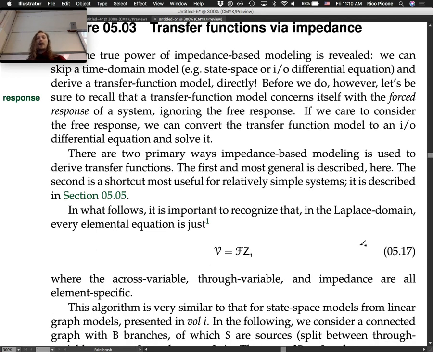So, in what follows, it is important to recognize that in the Laplace domain, every elemental equation is just the across variable. This is the generalized across variable v. The across variable is just equal to the through variable times the impedance of the element. Okay?